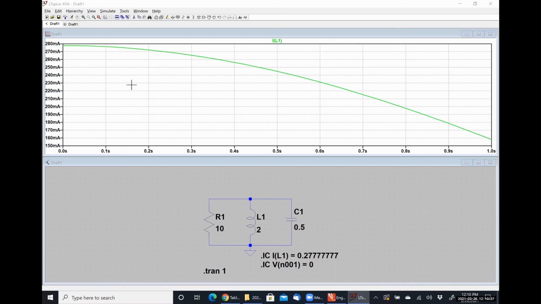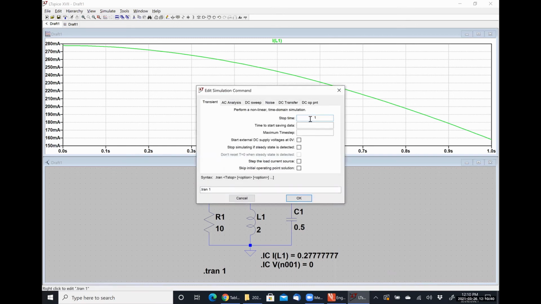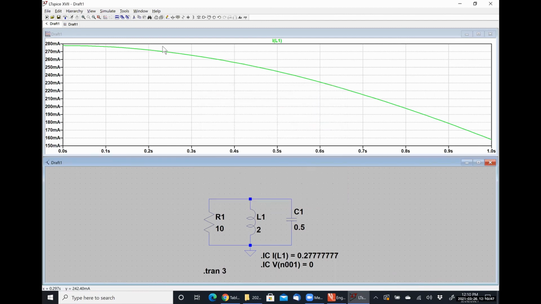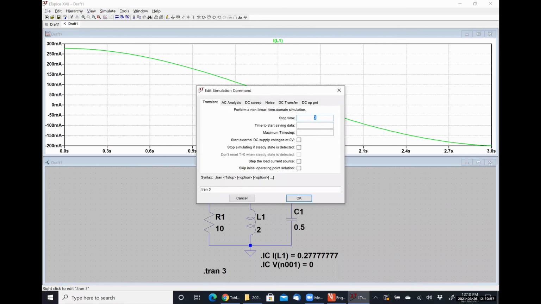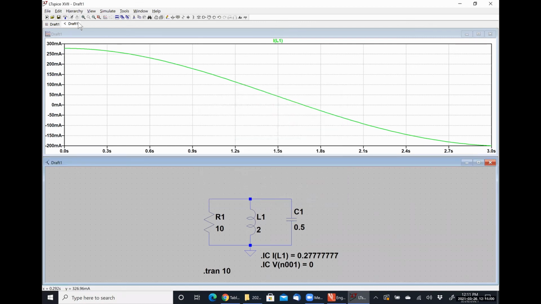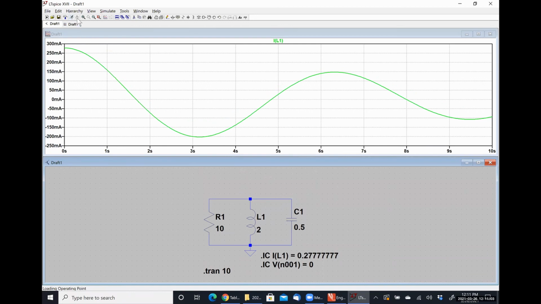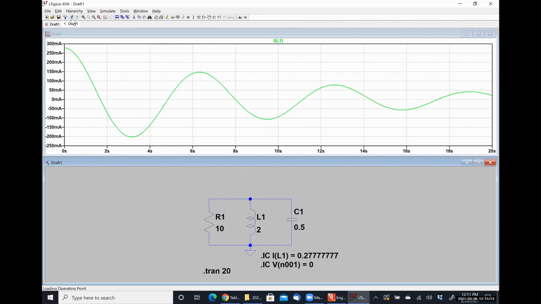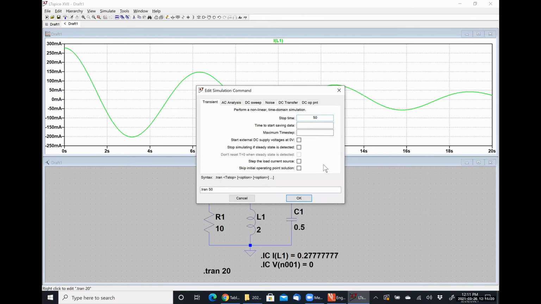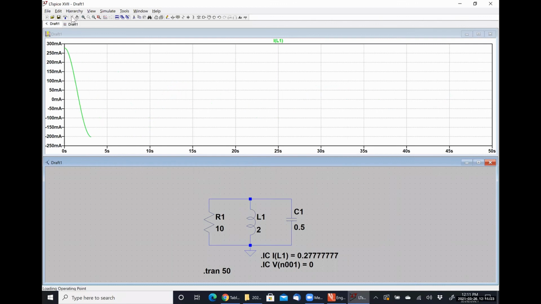1 second isn't quite enough, so let's change this to 3 seconds. That's still not enough time. Okay, let's change it to 10 seconds. Let's see what's going on here. Still not quite enough time. All right, let's try 20 seconds. What I'm doing is I'm just trying to see it actually settle to something. So if it's still moving around a lot, still moving, dang. All right, that's good enough for me.